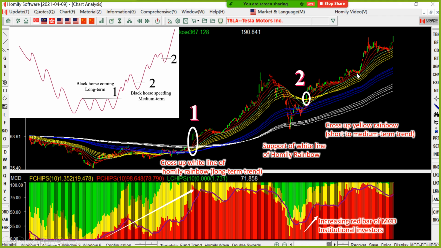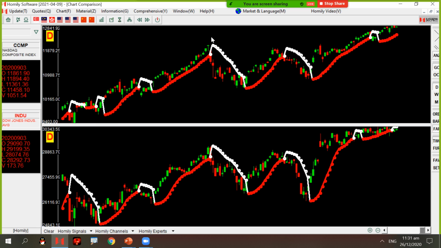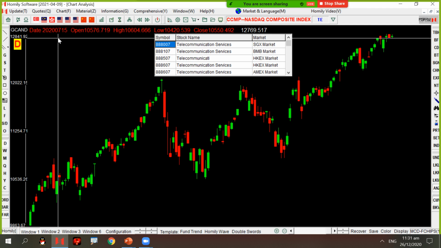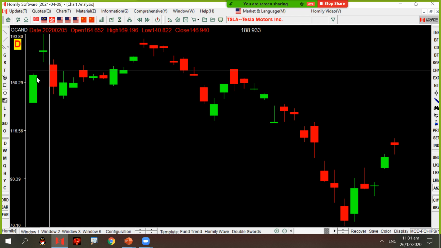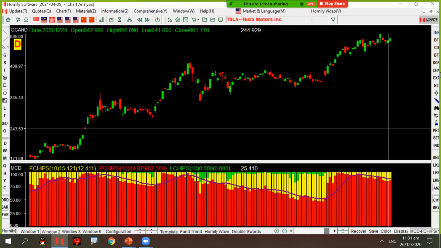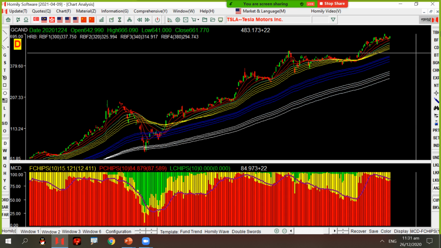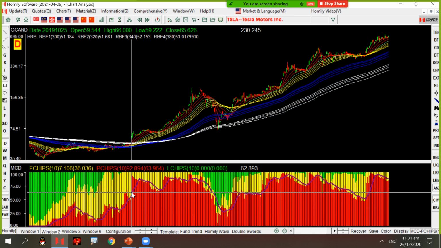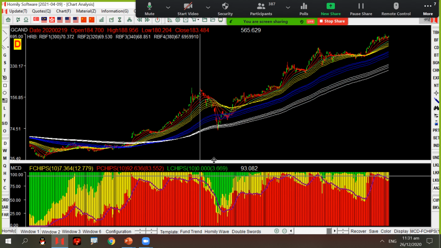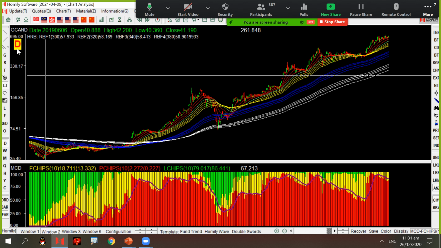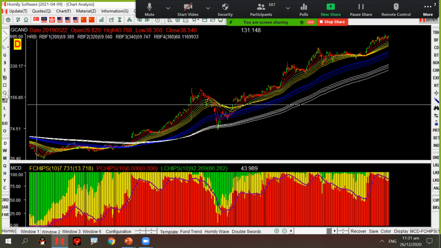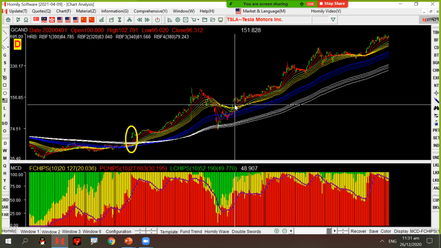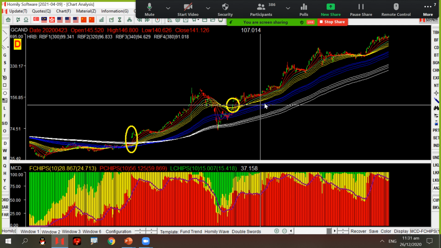Now we can check what happened to Tesla. Okay, we go to the chart, Tesla, open window 2, and use the rainbow. Rainbow is for the trend analysis. Then the multicolored dragon in the lower chart, the red bar, represents the money flow indicator. You can see what happened. Black horse coming, long-term reversal. Black horse speeding up, medium-term reversal, and all the way up.